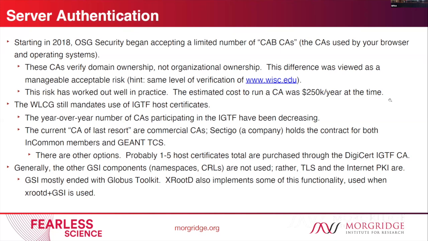So OSG, about 2018, 6 years ago, said, you know what? If it's good enough for a bank, it's good enough to protect our open science resources. We started using the standard set of browser CAs, the same sort of CAs that Windows and Linux ship with. And nothing bad has happened. It's worked out, and it's saved us a lot of effort that we were able to apply to other things.